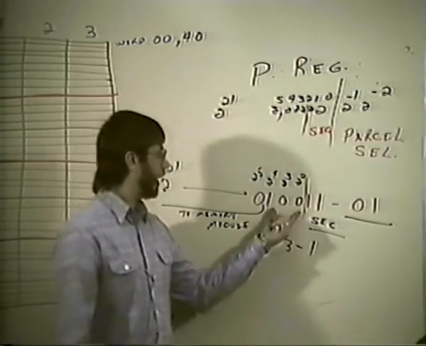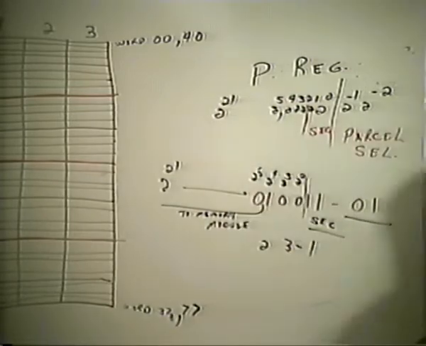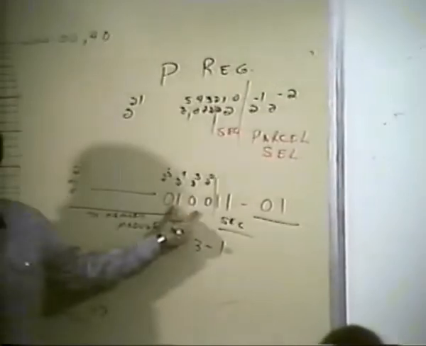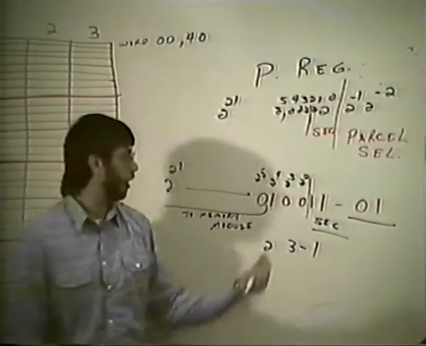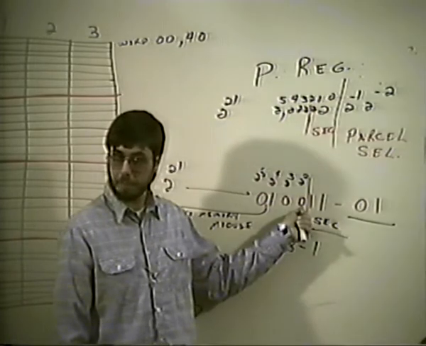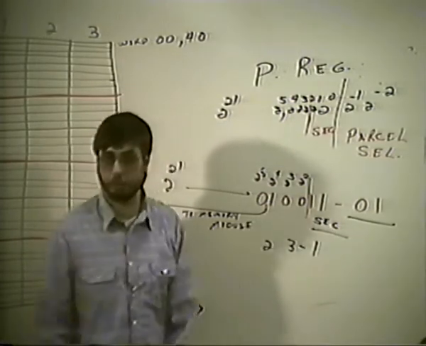So within this bank, wait a minute, that's not right. We need 2 to the 3rd and 2 to the 4th. 2 to the 2nd we don't need because we're always going to get banks 0 and 4. Right? 2 to the 3 and 2 to the 4 is what you need.